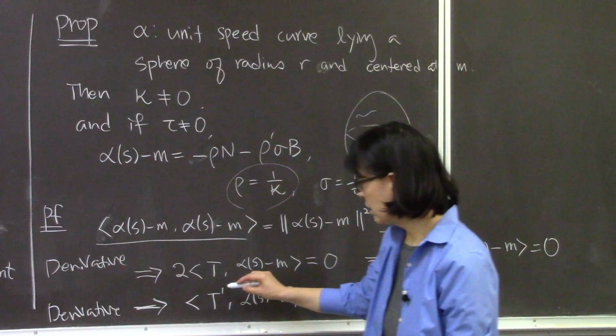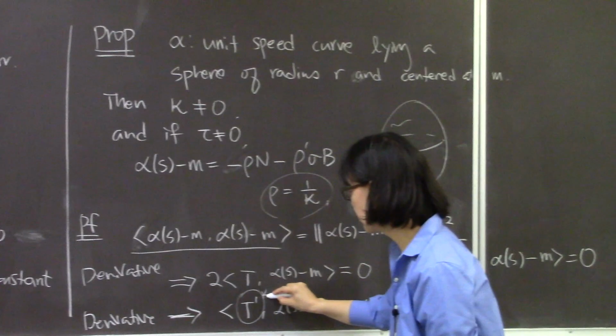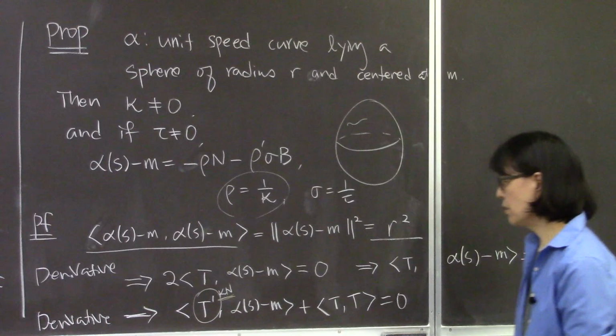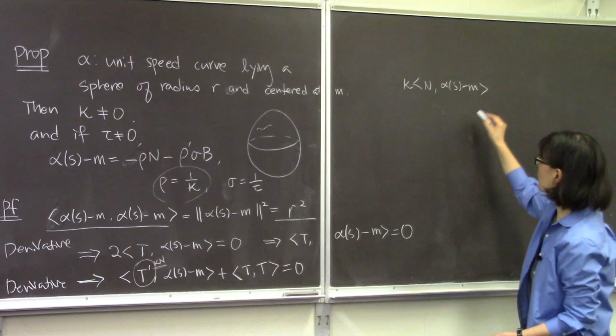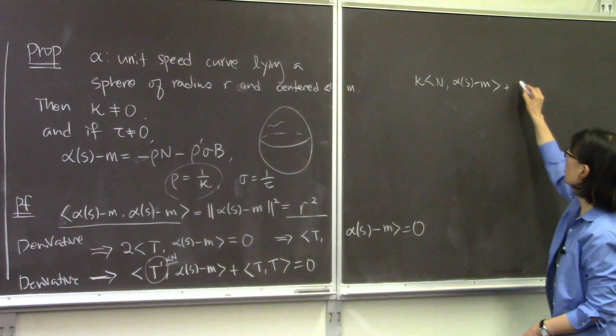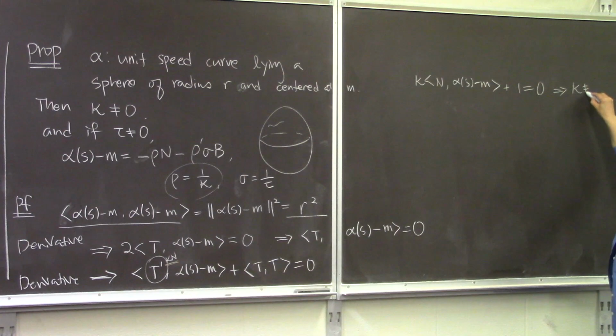Then we know t prime is curvature n. So let's replace this with curvature n. Here we take out curvature: curvature times n dot alpha minus m, plus t dot t, which is 1. So what can you say about kappa, the curvature? Can kappa be 0? No. This expression says the curvature cannot be 0. Is this okay?